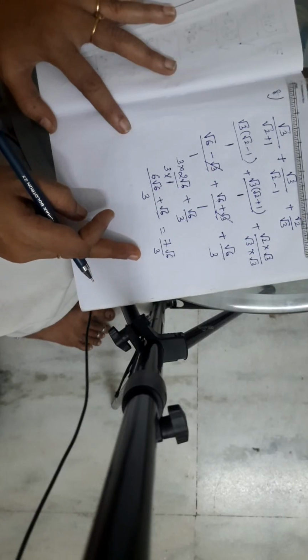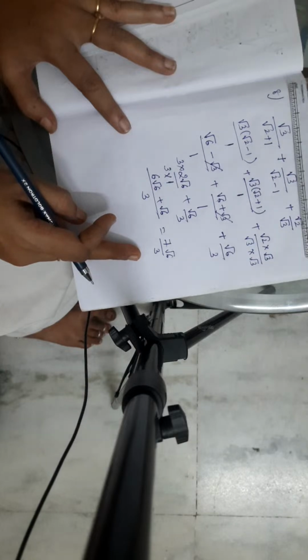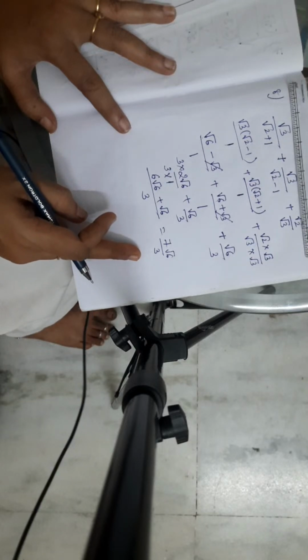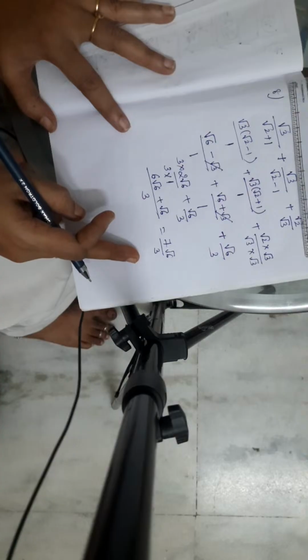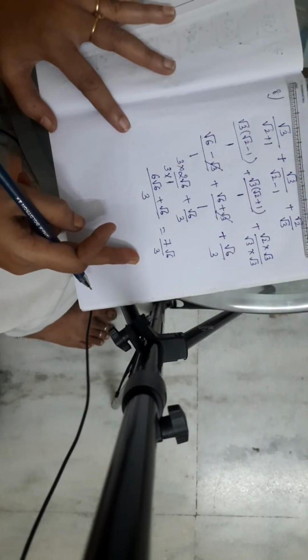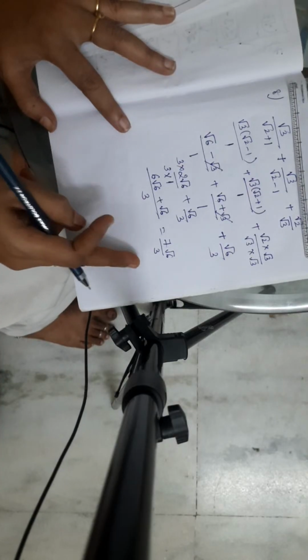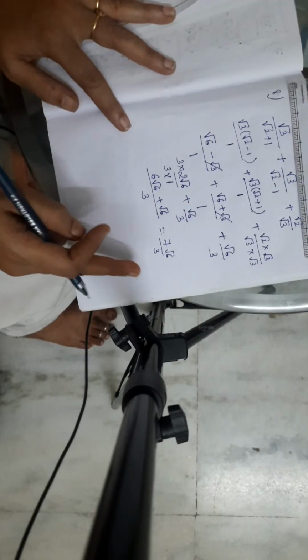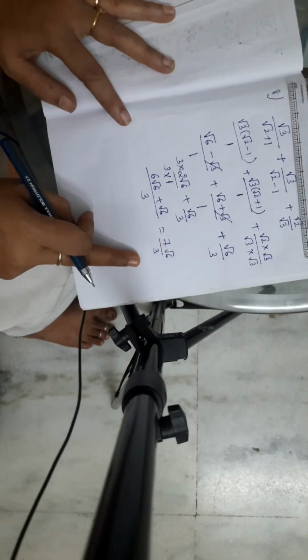Here in the answers, they have given 18 integer 2 by 3. That's also mismatched. So the answers they have given are not matching with the solution. So the answer is 7 root 6 upon 3.